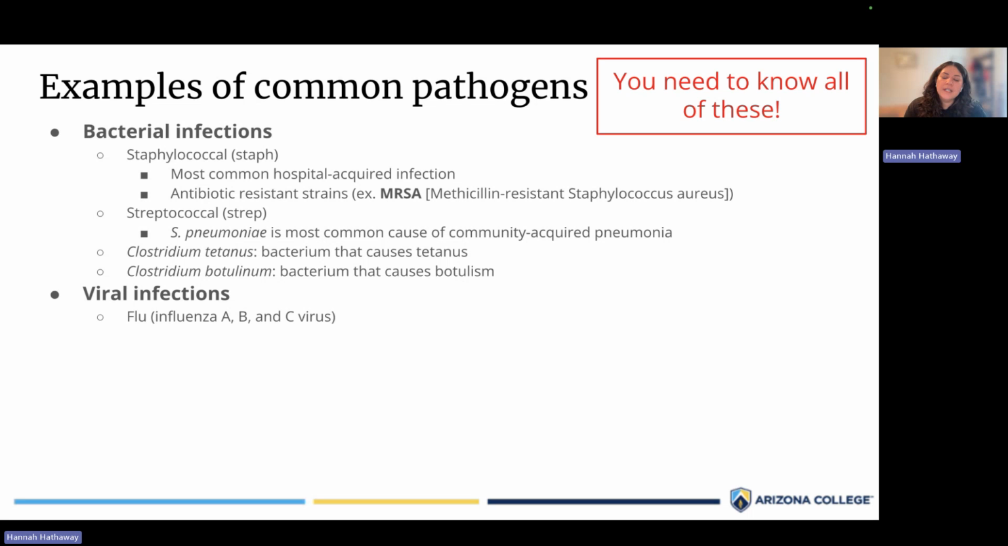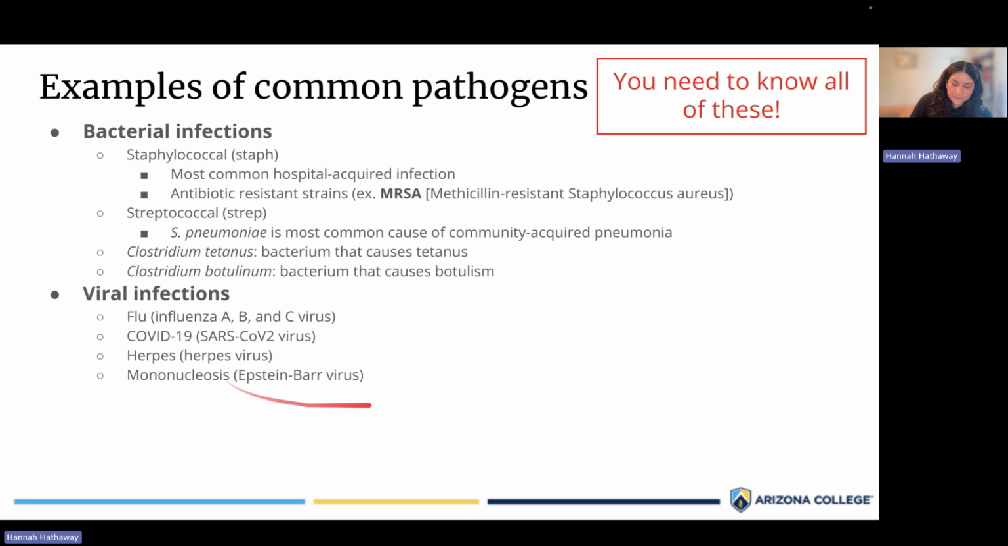Viral infections you need to know. The flu, so that would be influenza A, B, and C virus. COVID-19, of course, which is caused by the SARS-CoV-2 virus. Herpes, which is caused by the herpes virus. Mononucleosis, which is caused by Epstein-Barr virus. This is one that pops up a lot in other modules because Epstein-Barr virus is associated with a lot of other diseases and disorders. So this is a good one to know. Mononucleosis, more commonly just called mono. So it's caused by Epstein-Barr.